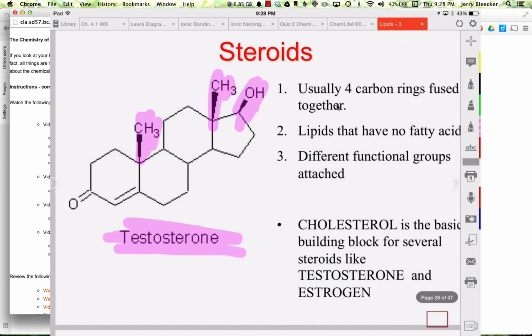So there you go. Steroids. Well, we've been speaking about lipids, fat, oils, and waxes. So ladies and gentlemen, here's your 4th class, your 4 fused carbon rings known as steroids. And yes, vitamin D looks like this.